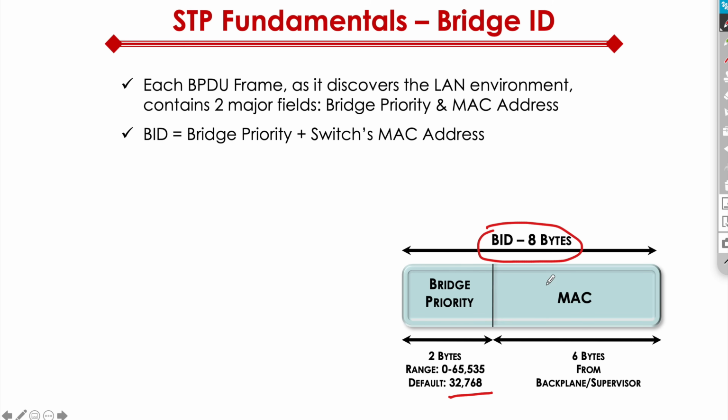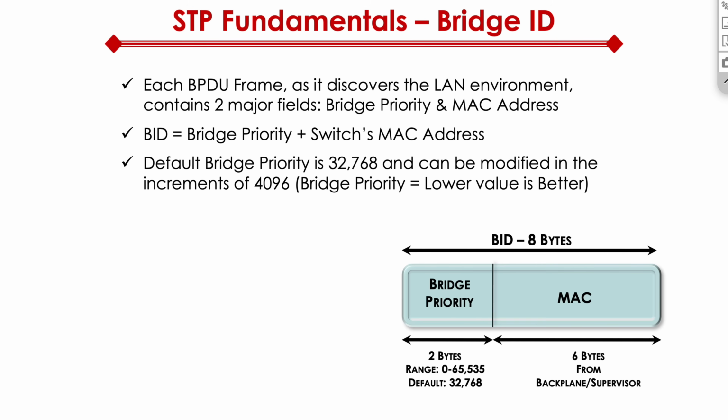And the other piece of it is the MAC address, which is 6 bytes. And that MAC address is derived from the backplane of the switch or the supervisor. So if it's a fixed switch, this MAC address is derived from the backplane. If it's a modular switch with supervisor modules in it, it's going to derive its MAC address from the supervisor module. Default bridge priority is 32,768, and it can be modified in increments of 4096.